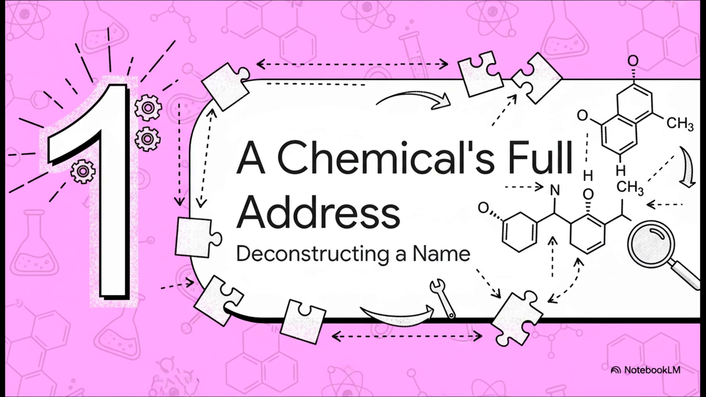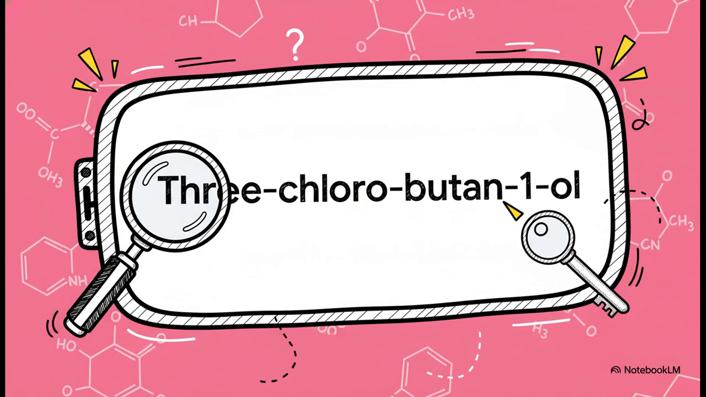First up, deconstructing a chemical's full address. You know, sometimes the best way to figure out how something works is to just take it apart. So let's grab a name and see what's inside. Okay, check this out. 3-chlorobutane-1-ol. I know, it looks like one long, intimidating word, but trust me, it's not. It's a code, a set of instructions, and we're about to crack it together.